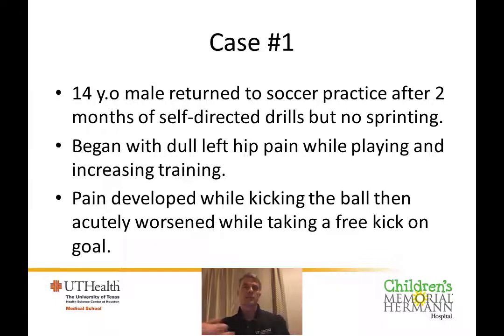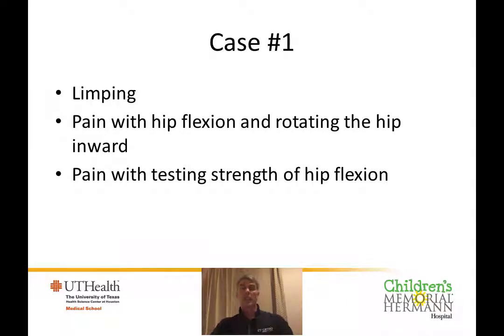Case number one, this is a 14-year-old male who returned to soccer practice after about 2 months of self-directed drills but no sprinting. It began with dull left hip pain while playing and then increased as his training increased. And then he developed acute pain in the hip while kicking the ball and when taking a free kick on goal. He began limping. He had pain when he flexed his hip up toward his chest and when he rotated the hip inward, and pain when he had testing of the resisted hip flexion.